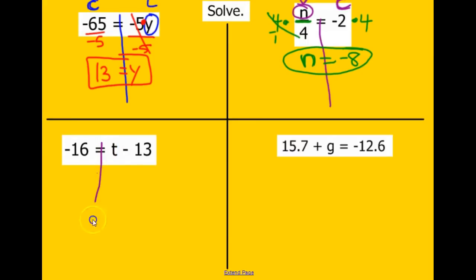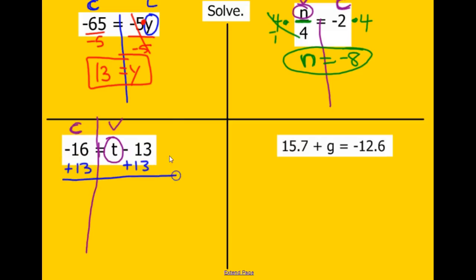Alright, set it up, draw your line, circle the variable. Now we want to get this letter t all by itself. So here's our variable, we want our constants on the other side. So do the opposite of what you see. I see a subtract 13. The opposite would be to add 13. So these are gone, make 0.